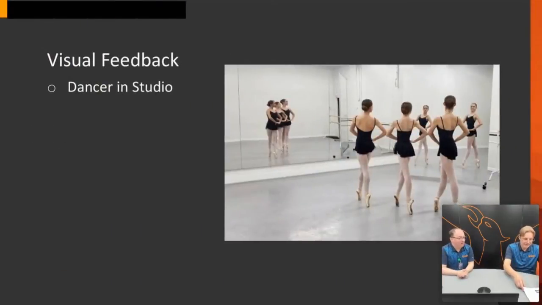So now, visual feedback. Let's go back to your wife in the dance studio. Yeah, because my wife is a professional dancer. In the 19th century, when mirrors became cheap, a mirror wall in a dancer's studio is now standard. Why? Because the reflection of the mirror, I think, is one of the best types of feedback.